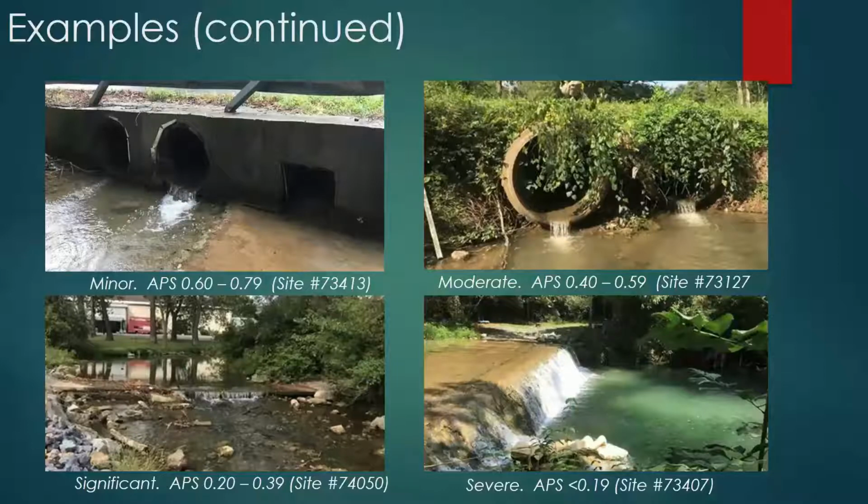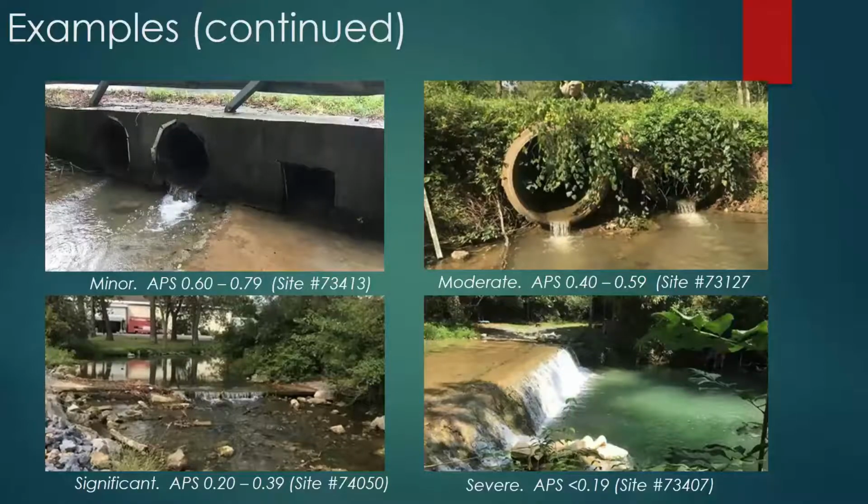Moving to the right, this is a great example of a severe barrier. This is the big ford on Mill Creek, and that outlet drop that we're seeing is 5.0 feet. So that doesn't really need much explaining. That's a significant barrier to aquatic passage.